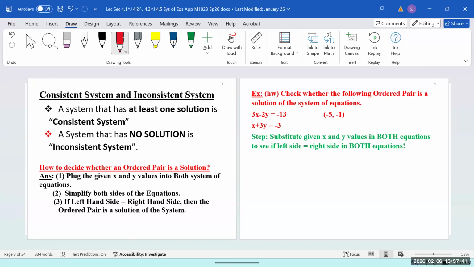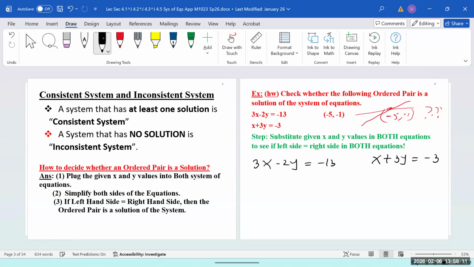Let's do one example. We have 3x minus 2y equals -13 and x plus 3y equals -3. So 2 lines, we want to see if they intersect. Do they intersect at (-5, -1)? So we take both of them: 3x minus 2y equals -13, and x plus 3y equals -3. They're telling us, hey, your x is -5 and your y is -1. So replace all these x and y with -5 and -1.